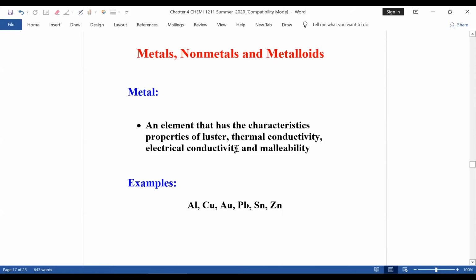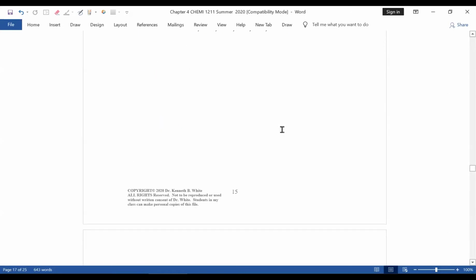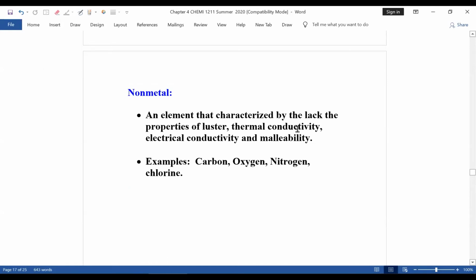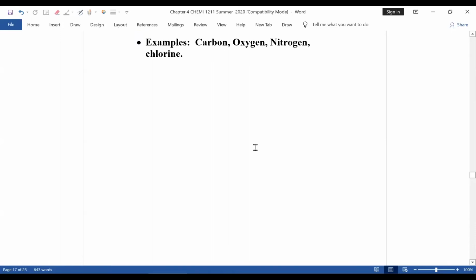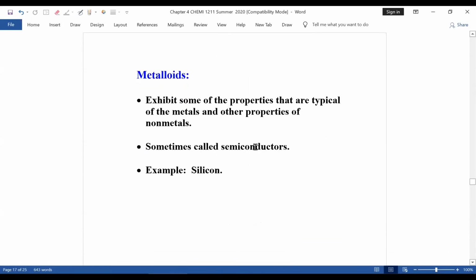Luster means you can shine it up to make it nice and pretty. Malleability means you can pound on it and make it super thin. Thermal conductivity means it transmits heat, and electrical conductivity means it transmits electricity. You should know some examples of metals: aluminum, copper, gold, silver, and lead, tin, and zinc are all metals. Non-metals don't have luster, thermal or electrical conductivity, and aren't malleable. Carbon like in coal, you can't shine it up, even though a diamond you can.